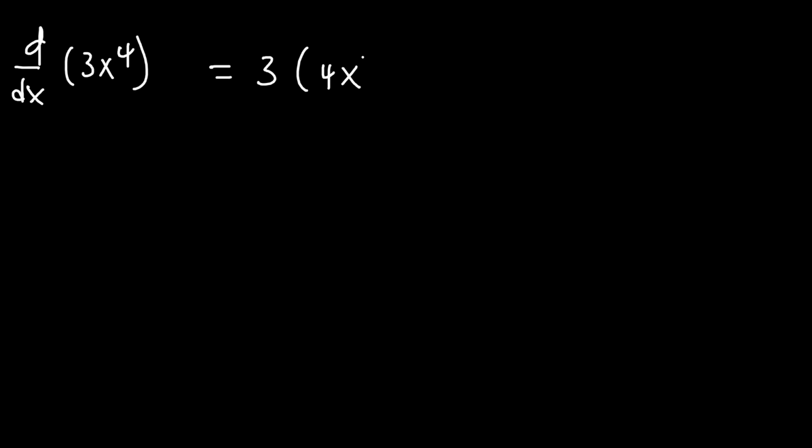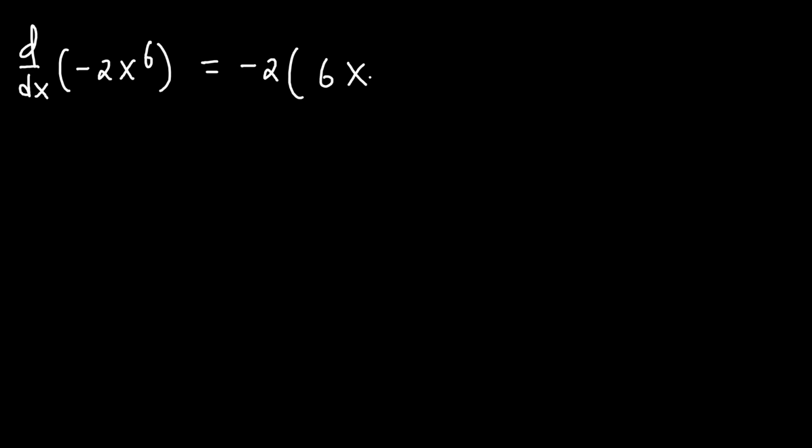You try out this. Find the derivative of 3x to the power of 4. Now this will be equal to 3 times, when you differentiate x to the power of 4, you get 4 times x to the power of 4 minus 1, which is 3. And so we shall have 3 times 4, which is 12, times x to the power of 3.